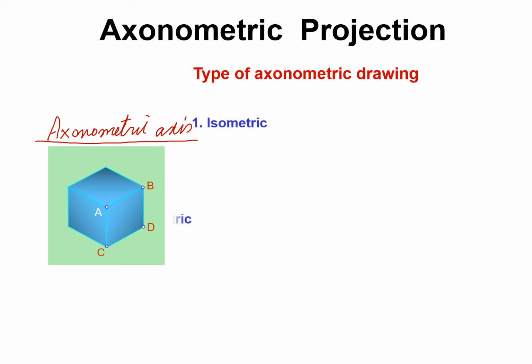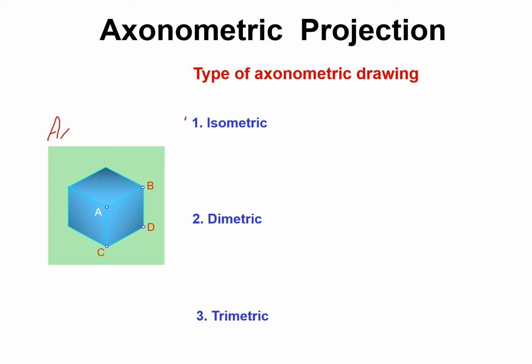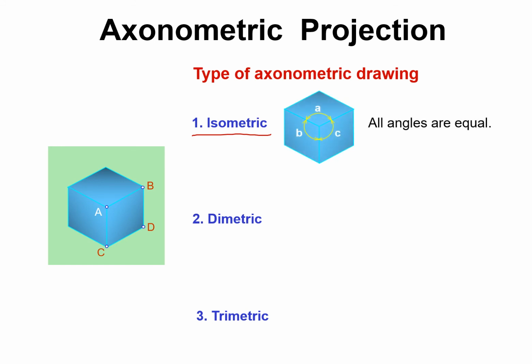The first one is isometric, the second one is diametric, and the third one is trimetric. You will be familiar with the isometric type of axonometric projection from your AutoCAD course. These are the three axonometric axes that we talked about, and these axes make angles A, B, C. If all these angles are equal, then that type of axonometric projection is called isometric projection.